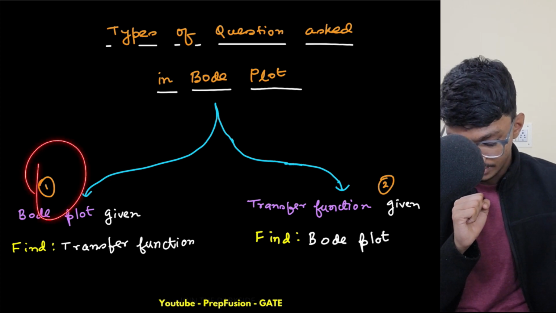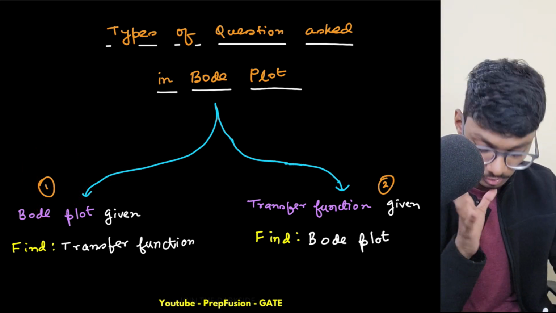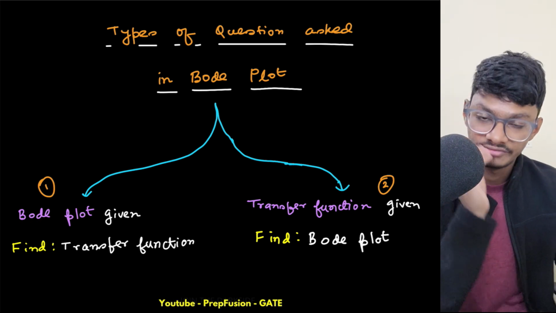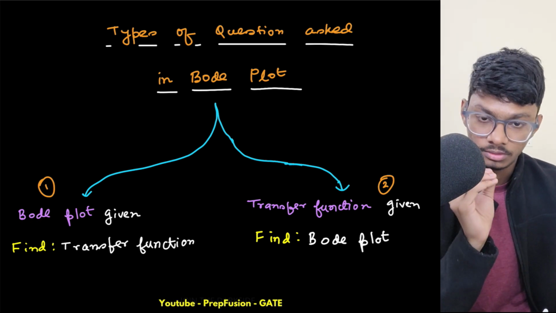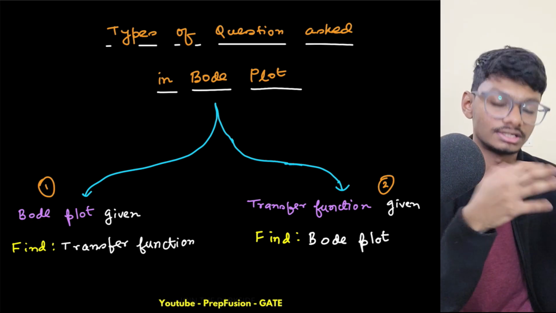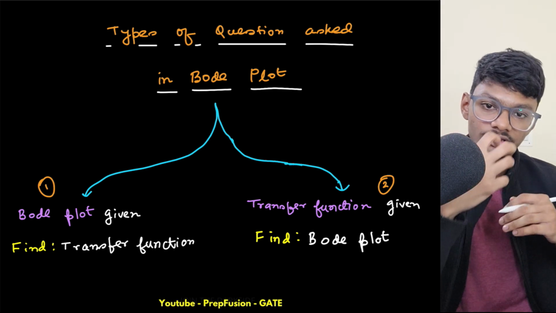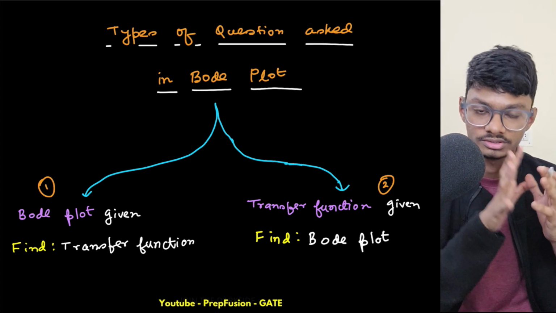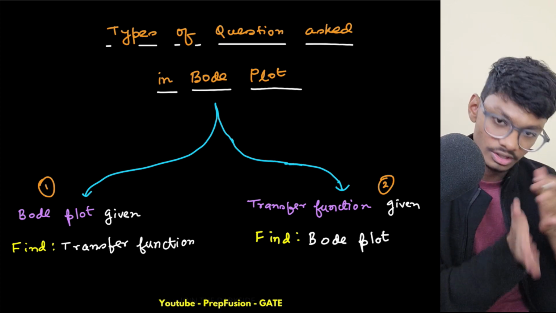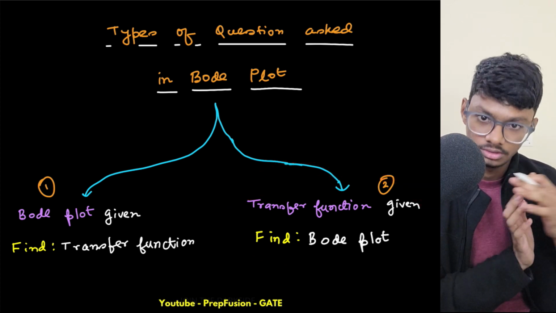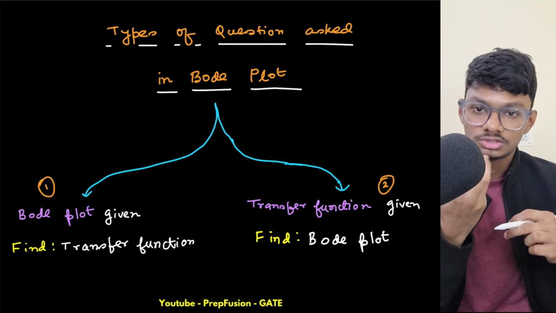Here the first one is that the Bode plot is given to you and you have to find the transfer function. This is also known as recovery of transfer function from Bode plot. This we will understand after this one. Like, this is a hot topic.